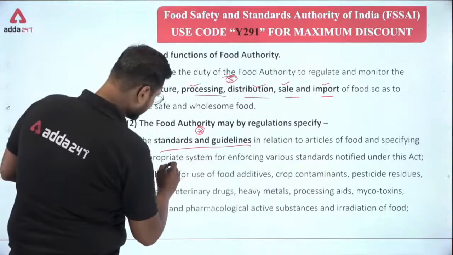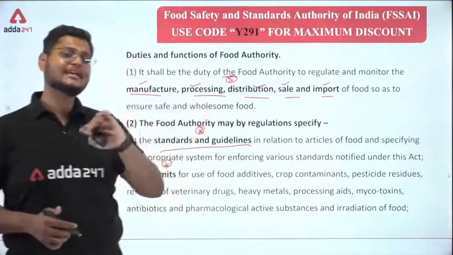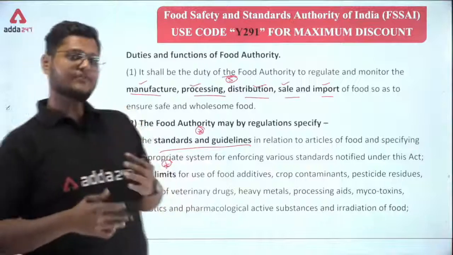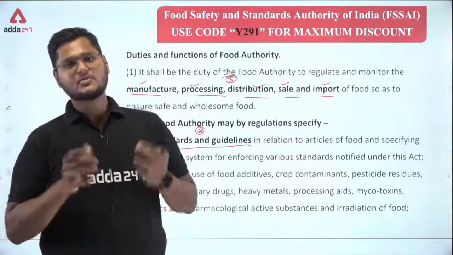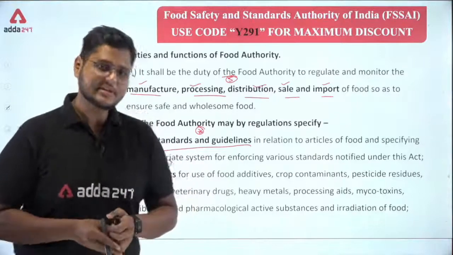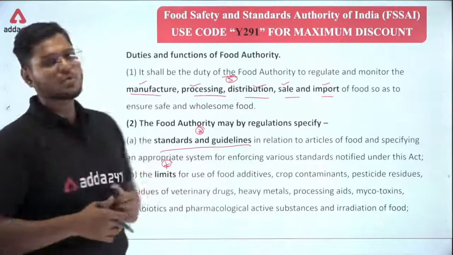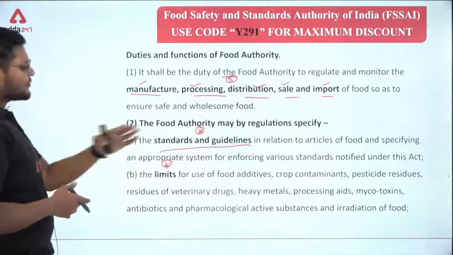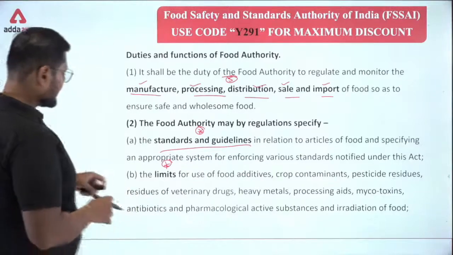Next, the limits. We have already seen about this in the functions of FSSAI. The limits, limits of what? Limits of all the things that are added to the food. For example, different kinds of additives, different categories of other foods that are added to a particular food. Whenever you purchase a bread, now bread doesn't only contain wheat, it contains so many things. It contains sugar, it contains some preservatives. Especially these preservatives should be added in a particular quantity, and these quantities are specified by the food authority. So the standards and guidelines in relation to articles of food and specifying an appropriate system for enforcing various standards notified under this act. This one was about the standards.